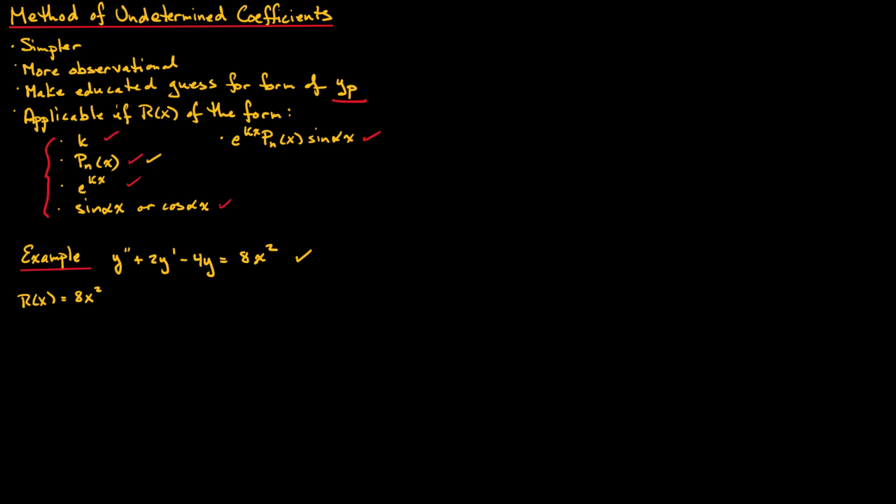As a first guess, let's try for the particular solution yp equal to ax squared, where a is what we call the undetermined coefficient. What we need to do is take the derivatives of yp and substitute them into the ODE. So the first derivative will be 2ax, and the second derivative, yp double prime, will just be 2a.